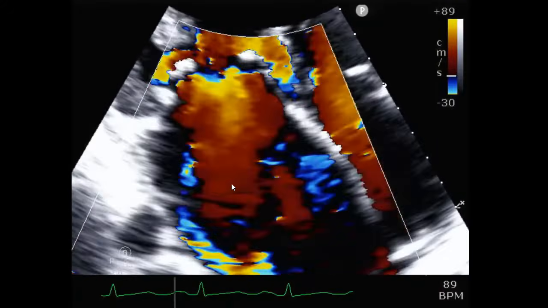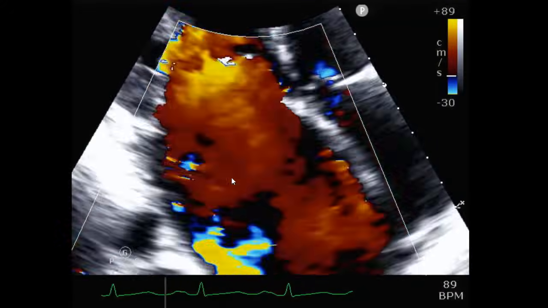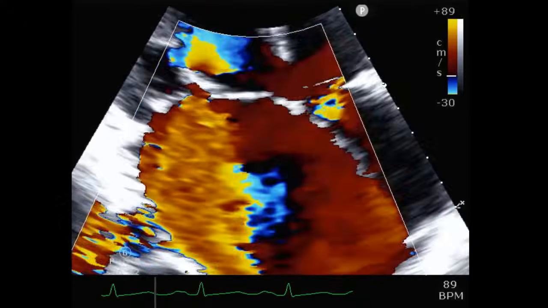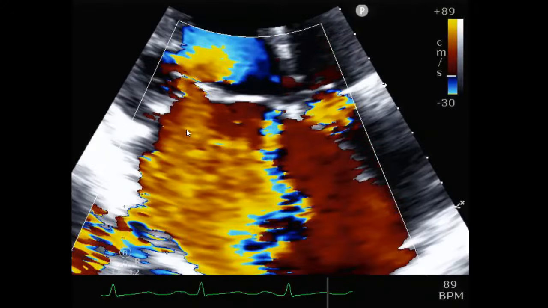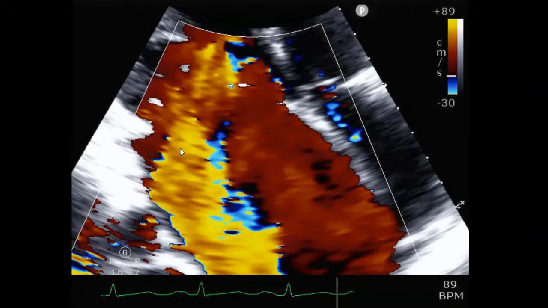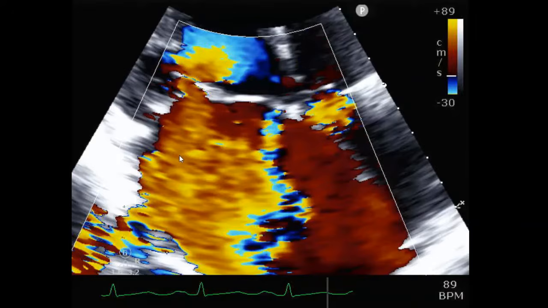So now we turn to this image to get our PISA radius and aliasing velocity. Here the aliasing velocity is set at 30 centimeters per second. And what we're going to do is pause the image and find a place where we can accurately calculate a PISA radius. I think this is a pretty good image.